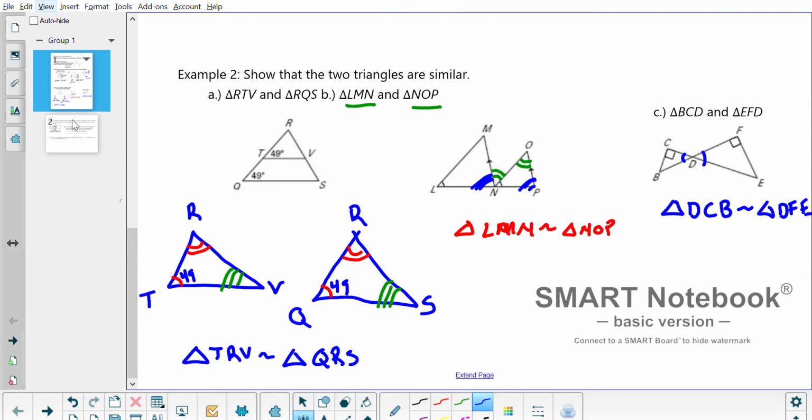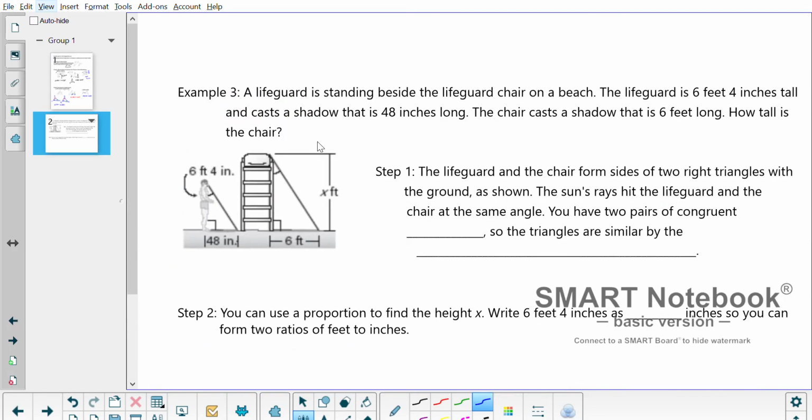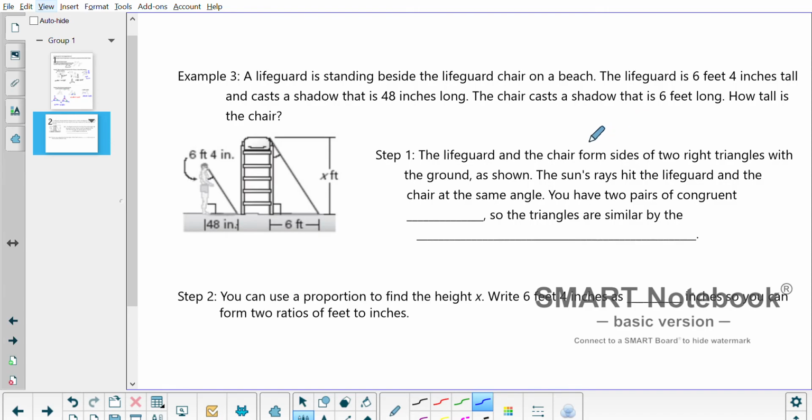All right, so last example here. Example 3. Why don't you guys pause the video here and work through this and see if you can get it, and then go ahead and hit resume, and I will walk through it with you to make sure you guys are on the right track. So here, if we look at example 3, a lifeguard is standing beside the lifeguard chair on a beach. The lifeguard is 6 feet 4 inches tall and casts a shadow that is 48 inches long. The chair casts a shadow that is 6 feet long. How tall is the chair?